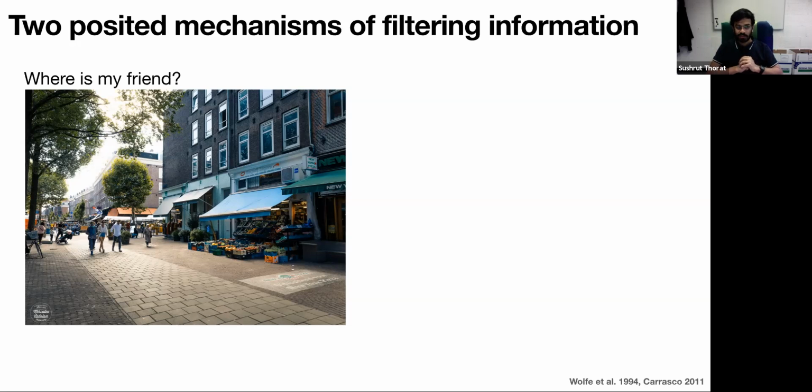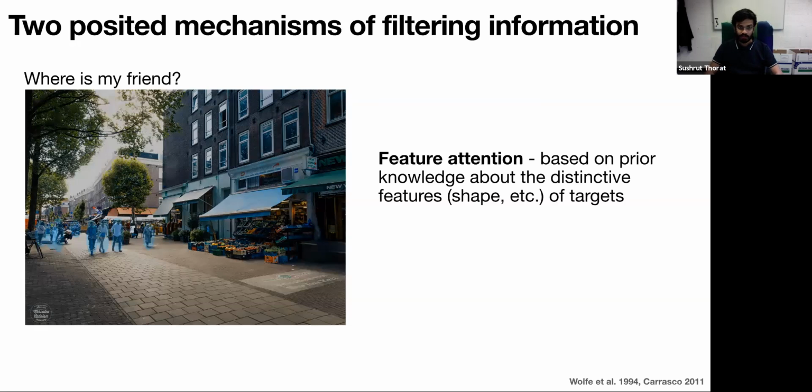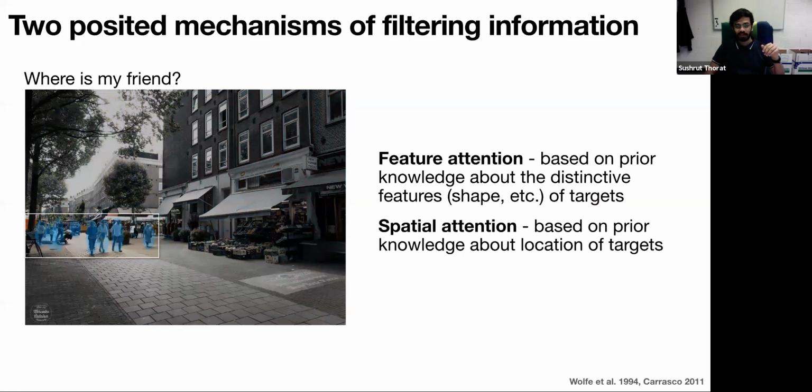One of the filtering mechanisms we have is called feature attention. So you know that humans look different from other objects. They have shape differences, and shape is a feature. So you can use those differences to prioritize information about those shapes coming in. So that's feature attention. And then another filtering mechanism is spatial attention. So you know that humans most likely would be on the road. They won't be in any other part of the scene. So you can constrain your attentional window to that part of the scene.